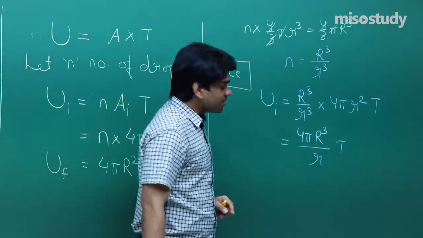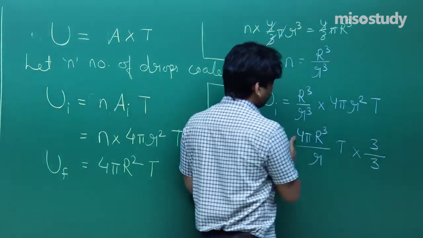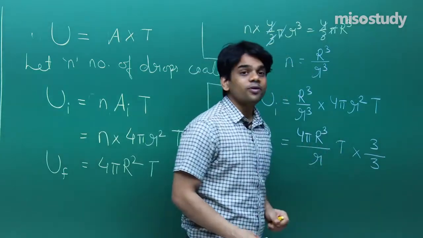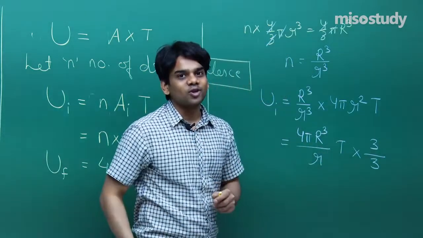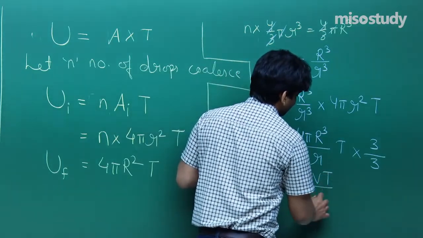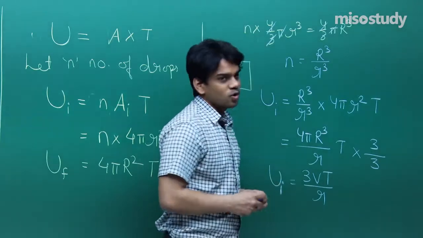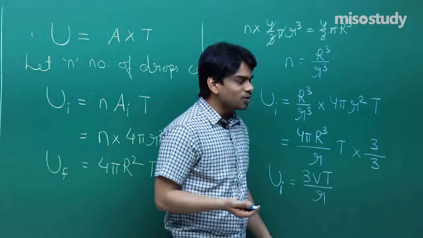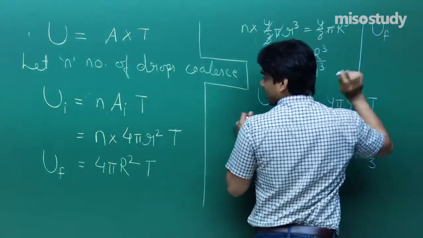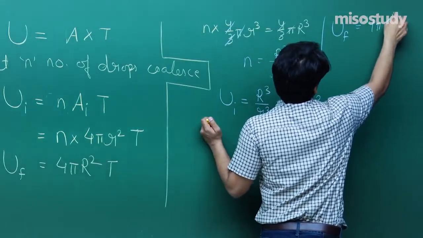If we divide this entire equation by 3 and multiply with 3, we will have 4 by 3 pi R cube. 4 by 3 pi R cube will give you the total volume of the larger drop. So we can write this as 3 V T by small r. This is the value of initial potential energy, 3 V T by small r. Next, if we talk about the final potential energy that we have evaluated, that was 4 pi R square T.